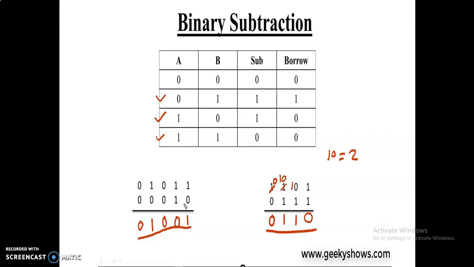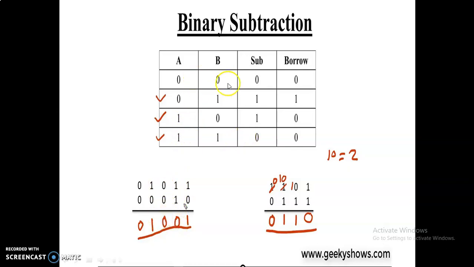1 minus 0 is 1. No borrow here. 1 minus 1 is also 0, no borrow. The output is 0. This is the truth table. Here two examples are placed for the subtraction. According to this truth table, this one is 1 minus 0, the output is 1, there is no borrow here. 1 minus 1, the output is 0, no borrow here.